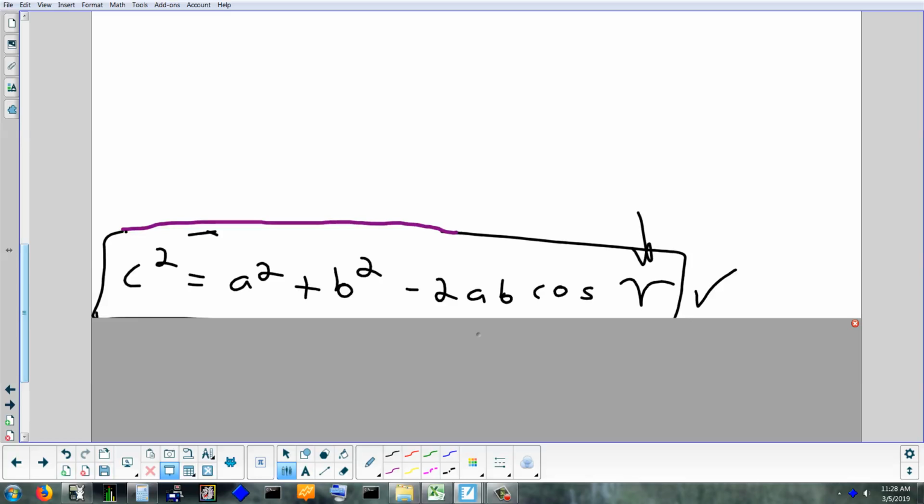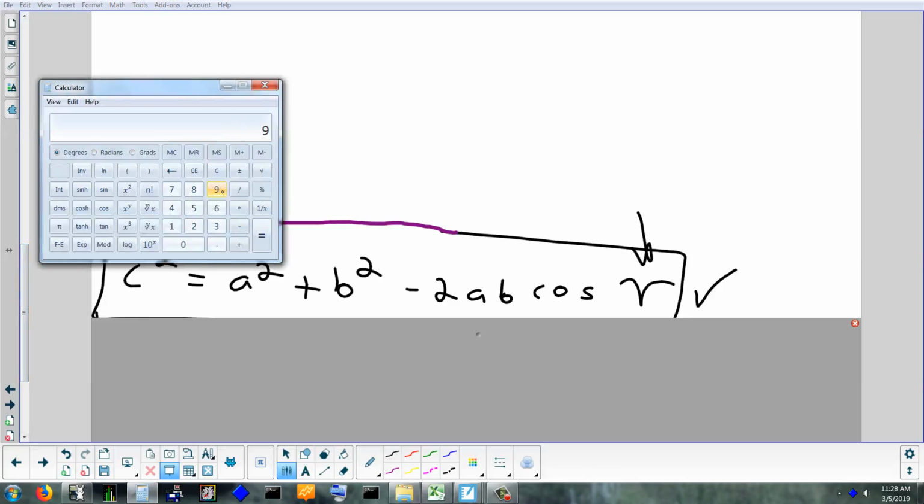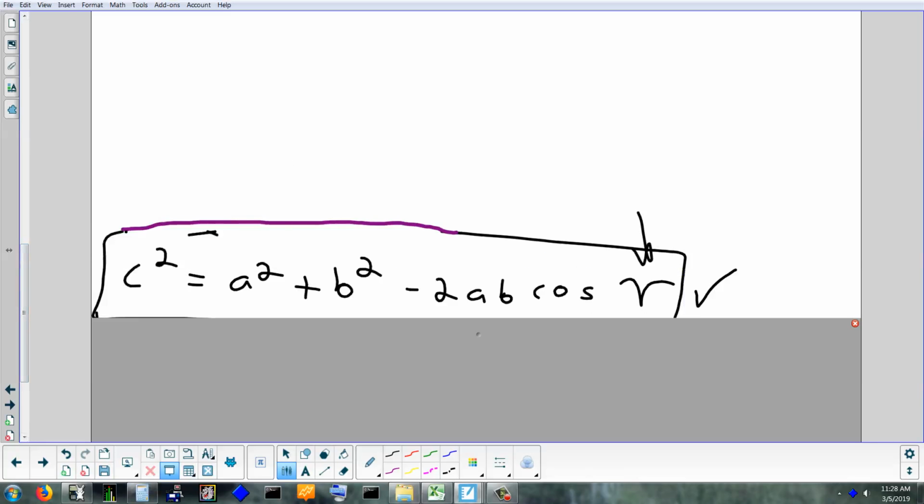So if you plug 90 into that formula and you were trying to use it on a right triangle, watch what would happen. Cosine of 90 is 0. What's 0 times 2 times a times b? It's 0. It doesn't matter how long a and b are. So you're really just subtracting 0, and you don't need that last part. That's why all you have is the Pythagorean theorem. Well, when that angle's not 90, that part is not 0, and then we have to use it.